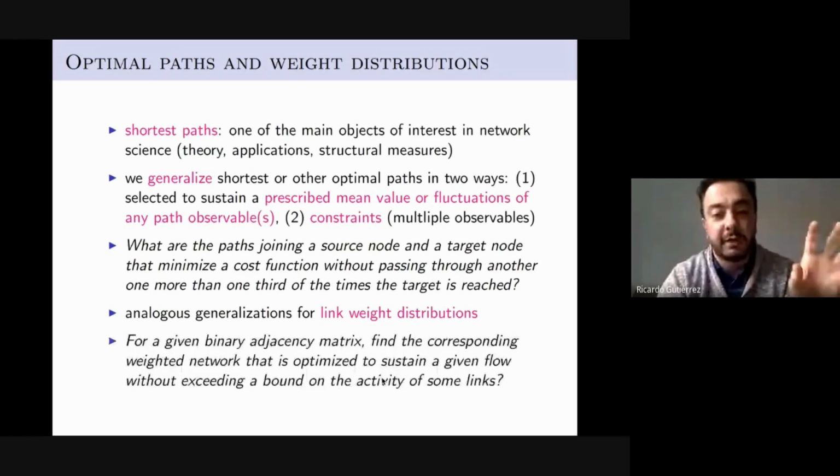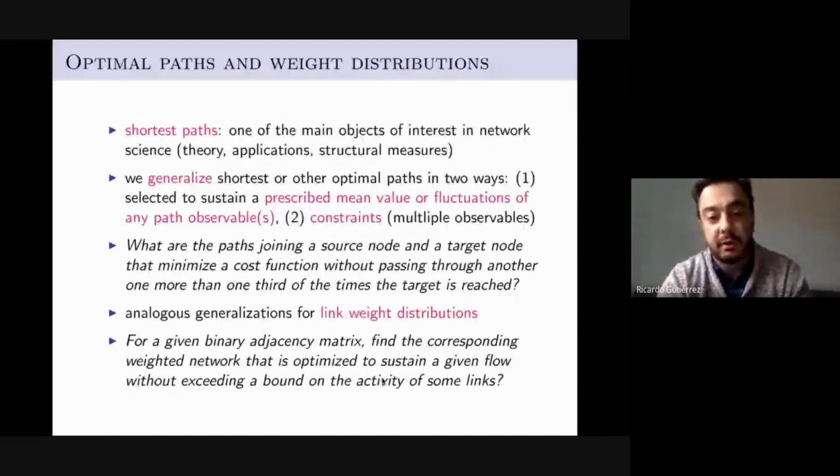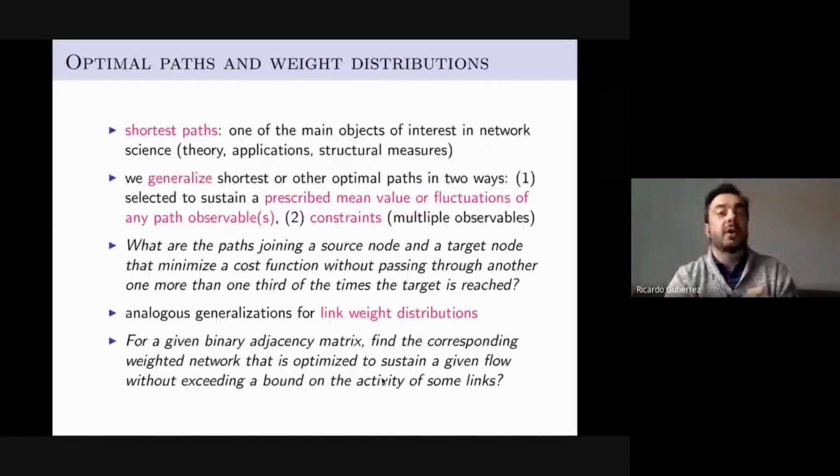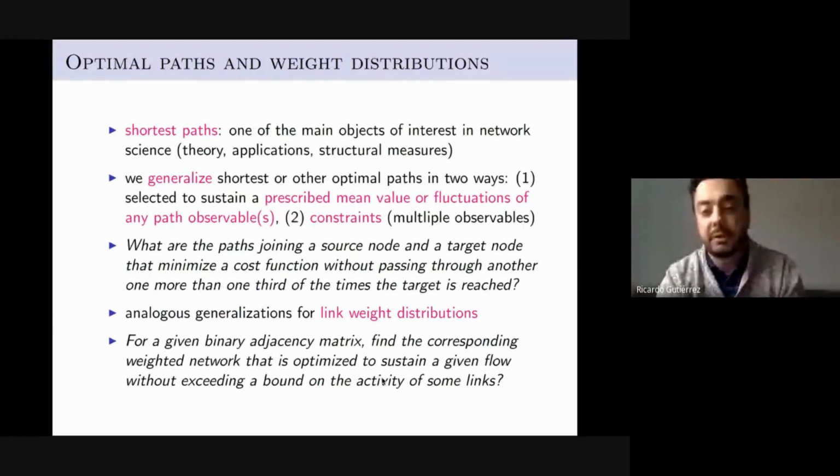And if we take a given binary adjacency matrix, which just tells us what the basic graph is, what the basic structure of links connecting nodes in the system is, we can find a corresponding weighted network that is optimized to sustain a given flow without exceeding a bound on the activity of some links, for example. So we can ask, how can we maximize the amount of current that reaches that node without passing too frequently through these links here, because I don't want to overuse them. I know that if I don't put any restrictions, perhaps I'm all the time going across that part of the network, so I want to avoid that.